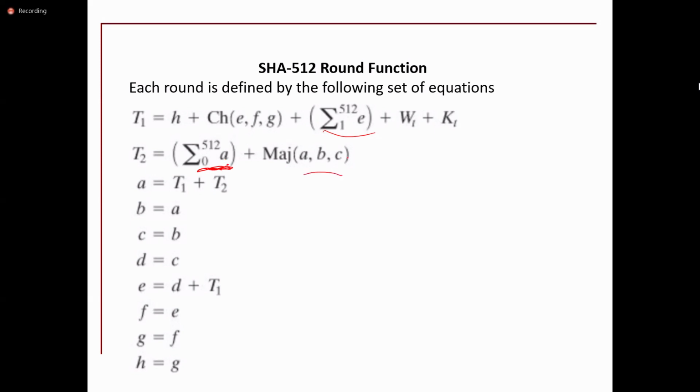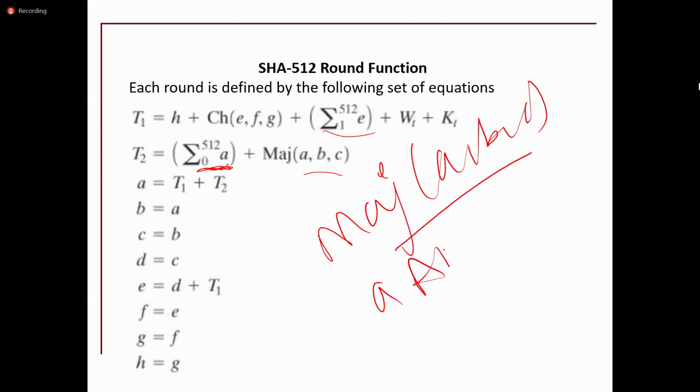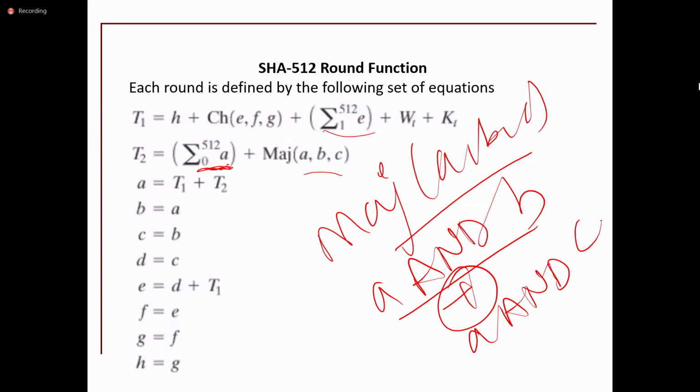another function. So this MAJ of A comma B comma C is nothing but it is going to apply logical AND on A and B, and it applies XOR operation on A and C. A will be performed AND with B and C. XOR operation will be done with B and C. A and B, A and C, and B and C. So this entire thing will be calculated, and that will be considered as the result.